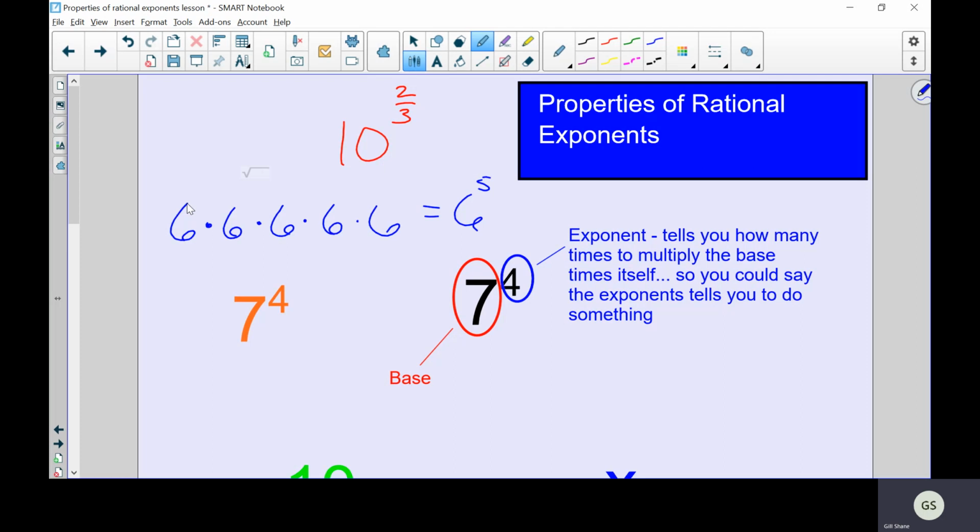So exponents are a shorter version of multiplication, just like multiplication is a shorter version of addition. If I'm adding the same number over and over again, that's the same thing as saying what? It's a shorter way to write 8 plus 8 plus 8 plus 8. Multiplication is a shorter version of that. So we would say 8 times 4. Similar concept, just a shorter version. But it really just means we're multiplying a lot of the same numbers.